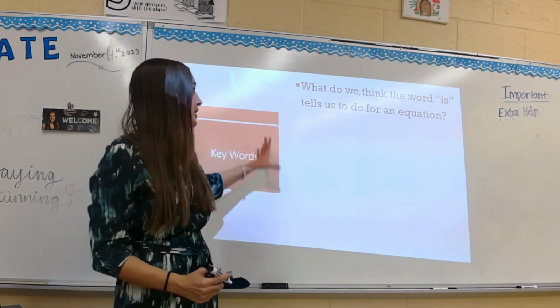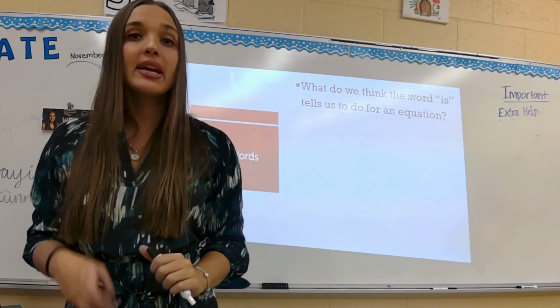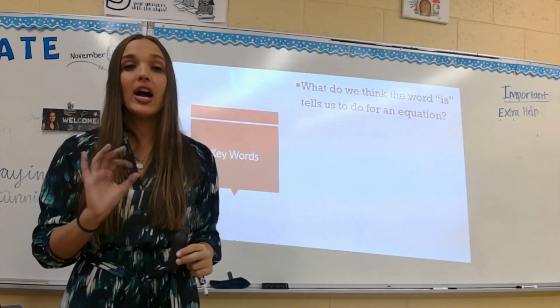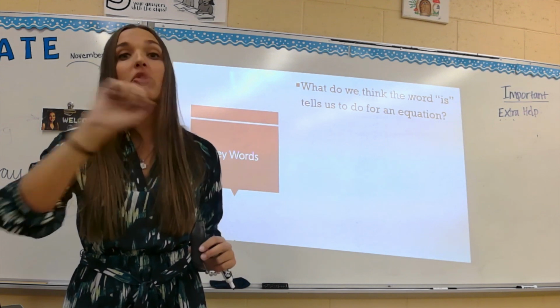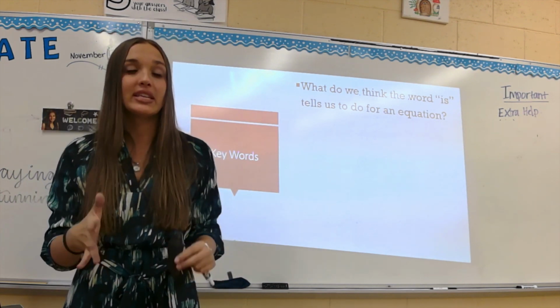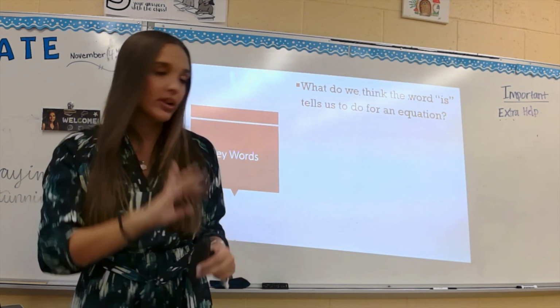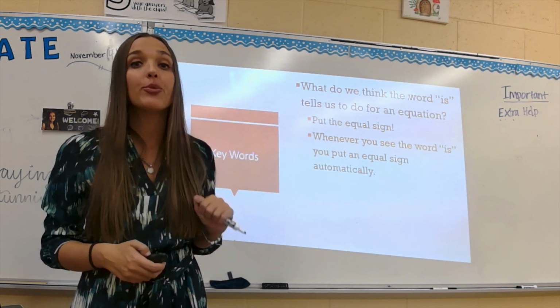So now another word that's very important is the word is. We have another key word, is. Anytime you see the word is, put an equal sign. If I see the word is, I automatically put the symbol equals above it. So I know I'm putting an equal sign at that point in my mathematical sentence, equation, whatever I'm working with there. So automatically put an equal sign when you see the word is.